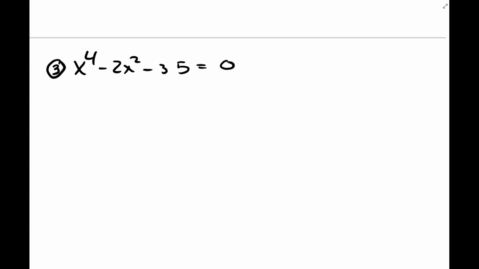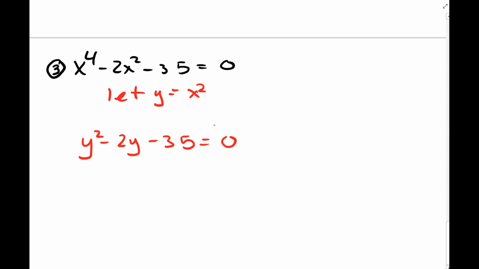Good. Before I start factoring a 3-term, I need to check to see if it's in the quadratic form. Is this in the quadratic form? Yes. Why? Because it's degree 4, degree 2, degree 0. Everybody's good with that? Okay. So what we'll do then is we'll make our substitution. So what should we set our y equal to? x squared. Always the variable from the middle term. So when I make that substitution, I have something that's expressly quadratic.